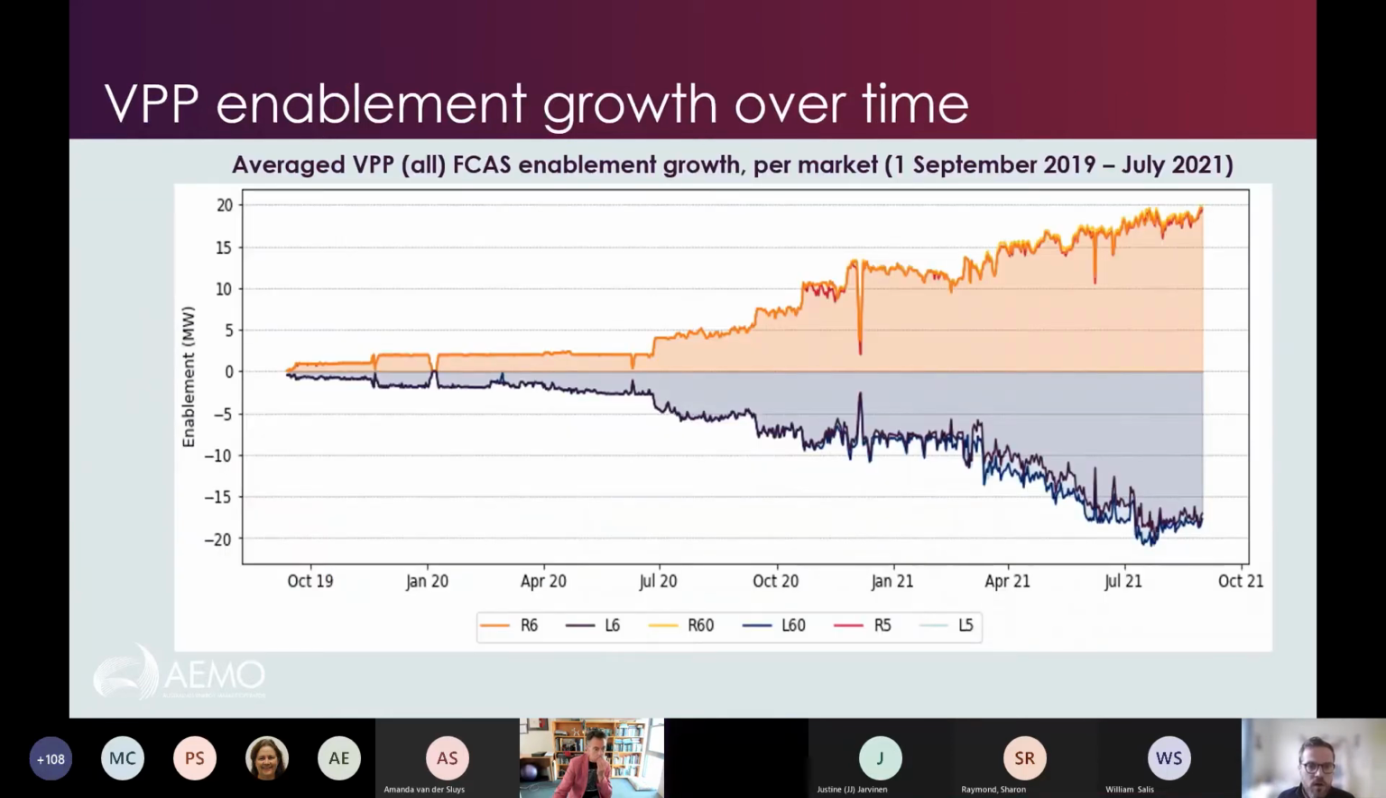The enablement growth over time is shown in this chart. So we've got, as I mentioned before, we started out pretty small in October 19, but then by July 2020 and throughout the remainder of 2020, we had a further 5 or 6 VPPs coming on board, and a few of the VPPs have also grown more than their original registration capacity. So they continue to grow their portfolios over this time. So now we can see that we have regularly a collective of over 20 megawatts bidding into the markets.